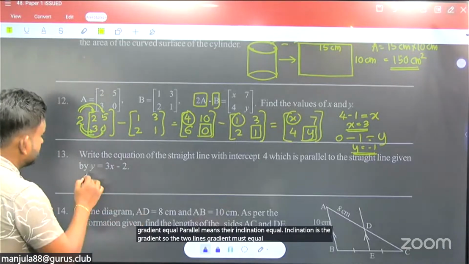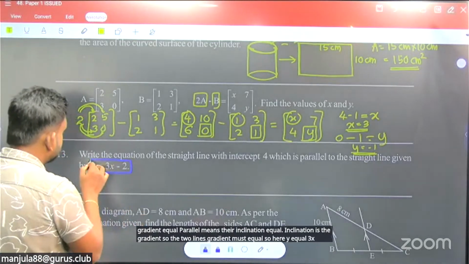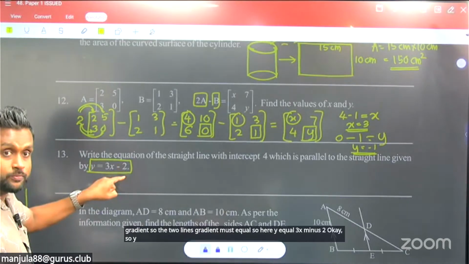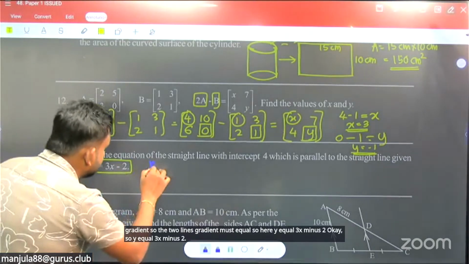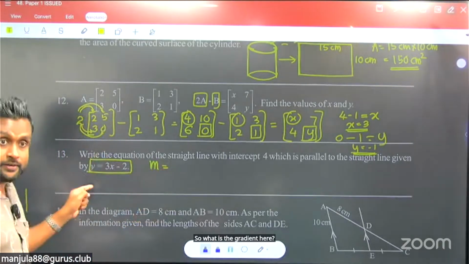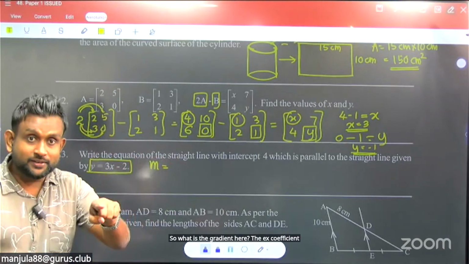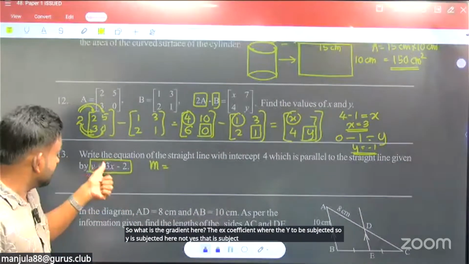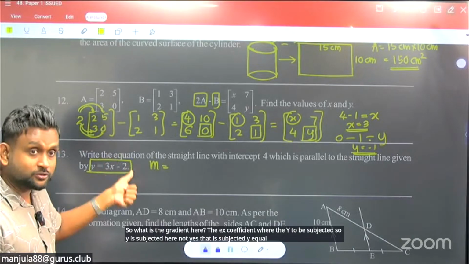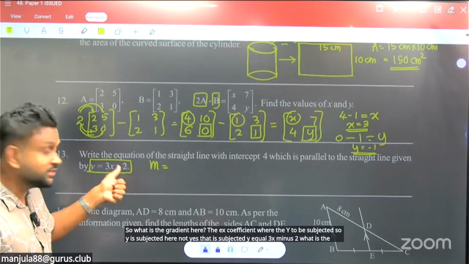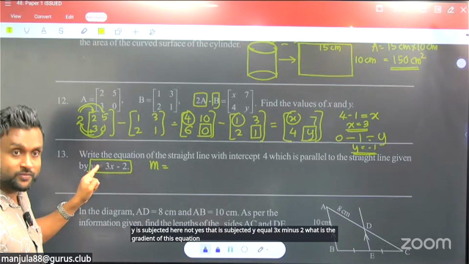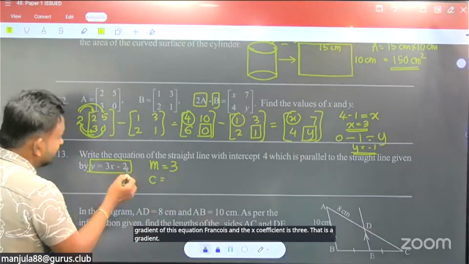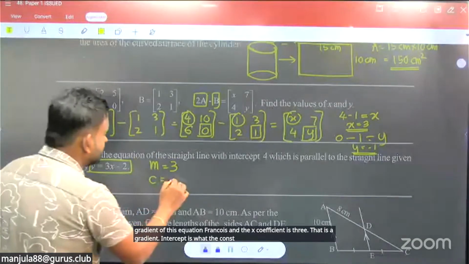So here, y equals 3x minus 2. What is the gradient here? It is the x coefficient, where y is the subject. Y equals 3x minus 2. What is the gradient of this equation? The x coefficient is 3. That is the gradient. The intercept is what? The constant value after that, that is negative 2.